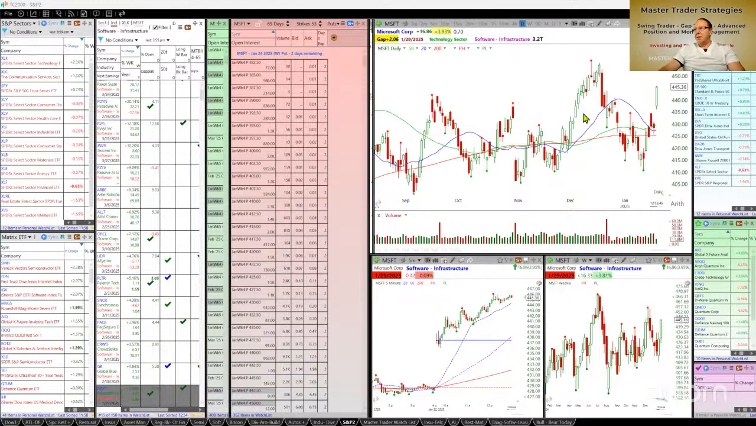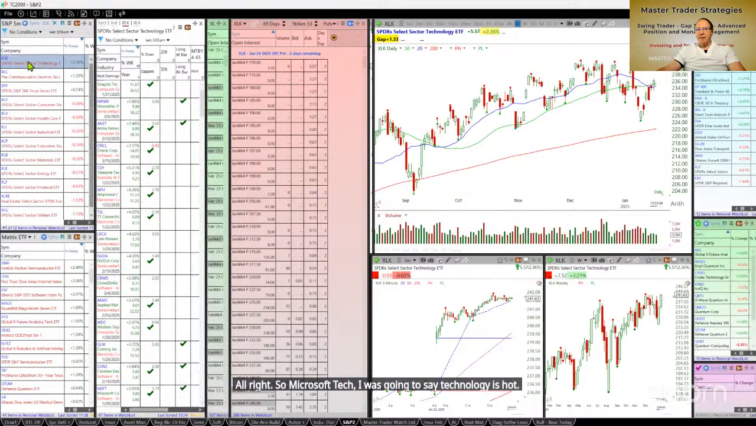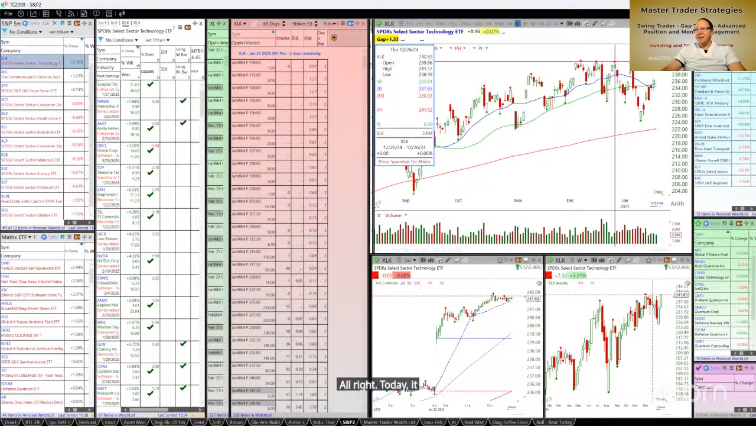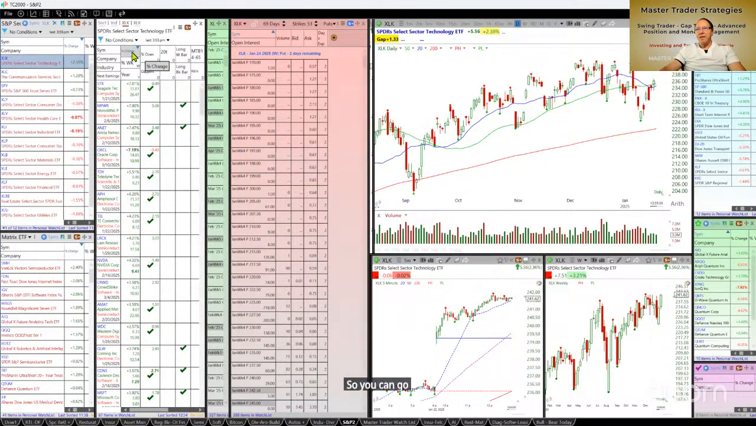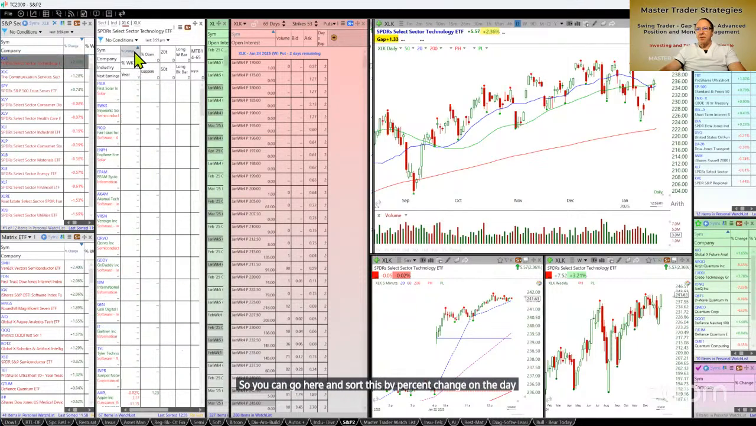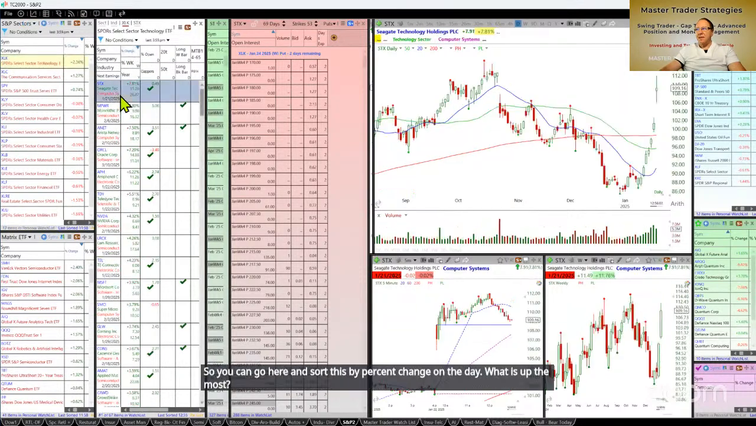All right. So Microsoft tech, I was going to say technology is hot today. It's up at resistance. So you can go here and sort this by percent change on the day. What is up the most? Seagate.